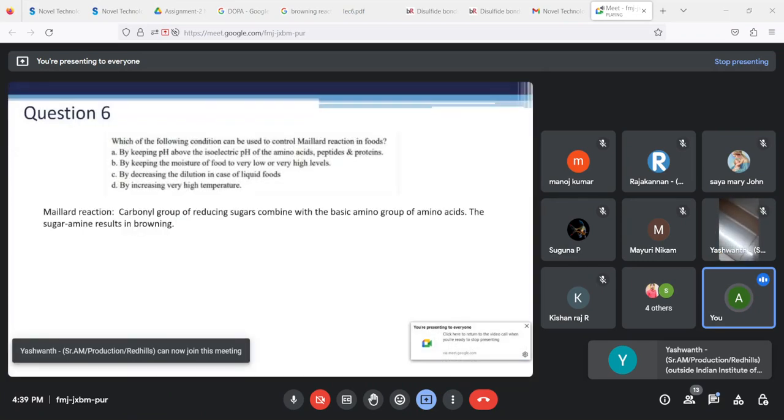So if you completely keep the food anhydrous, that is very low moisture content, the reaction will not proceed because it does not have water to proceed with the condensation reaction. That is, it needs to add water molecules to the functional group and then cause the browning reaction. If there is no water itself, the reaction will not proceed, and hence keeping the moisture content very low controls Maillard reaction. But what about keeping it very high? What happens when you keep the moisture content very high?